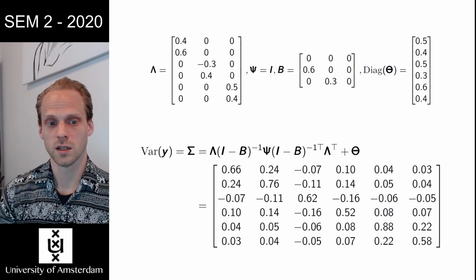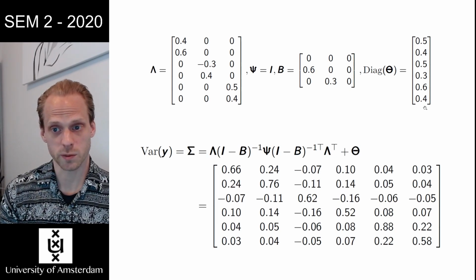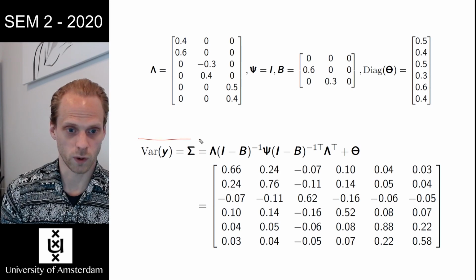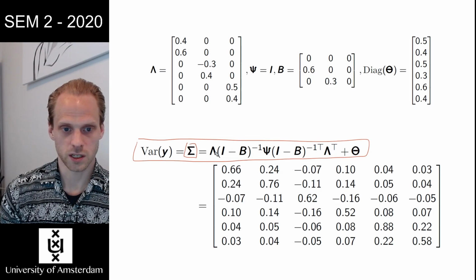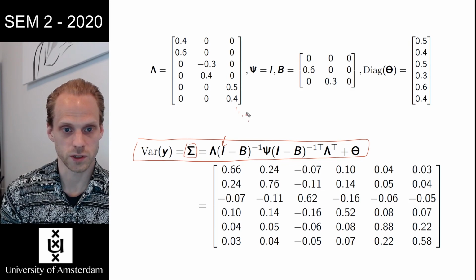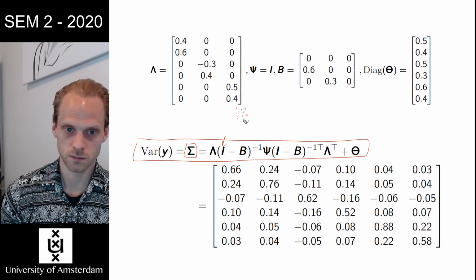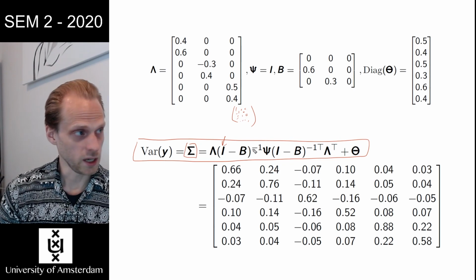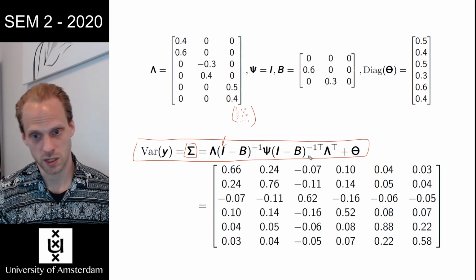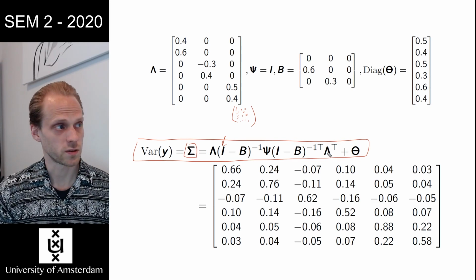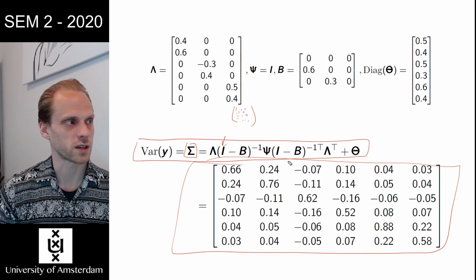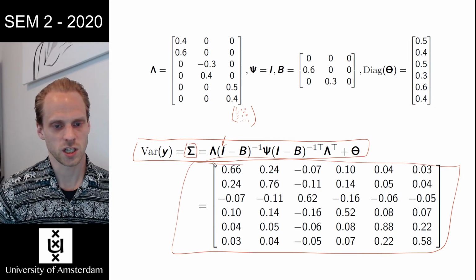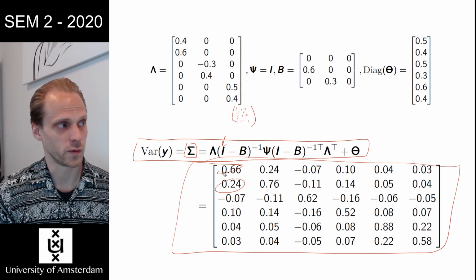So we have our matrices, and then we have our SEM model expression for the variance model of y, so that's the variance covariance matrix of y. That's called sigma. That's lambda times I minus beta inverse, where I is the identity matrix, right? 1, 1, 1, zeros. I minus beta inverse times psi times I minus beta inverse transposed, times the transpose of lambda, plus theta, and we get these values, right? So an expected variance covariance matrix, where this gives me the variance of y1 and the covariance of y1 with y2, etc.